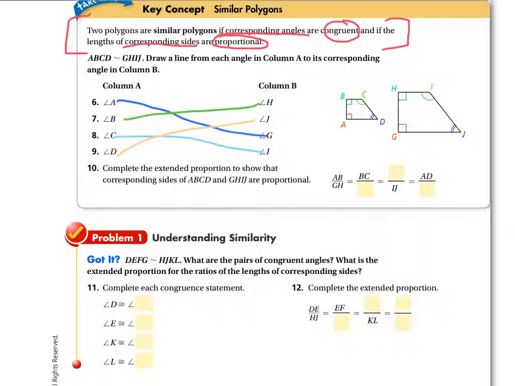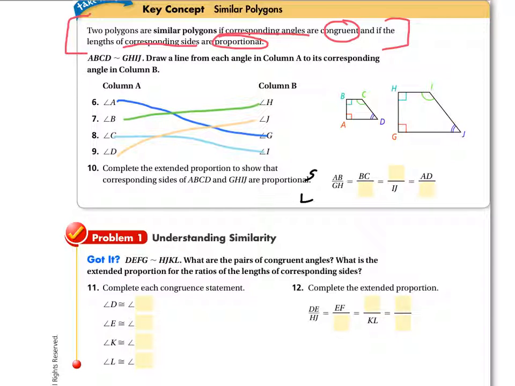Then number 10, complete the extended proportion to show that all corresponding sides of the two quadrilaterals are proportional. So you really have not a proportion with 2 ratios, but you have a proportion with 4 ratios. And so we're going to look at all of those. So what they've done is they have AB, so here's AB over GH. Well, AB belongs to this quadrilateral, GH belongs to this one. This is a smaller and this is a larger. So they are putting small to large. You could have had large over small. It doesn't matter. This is not the only way to set up that proportion.